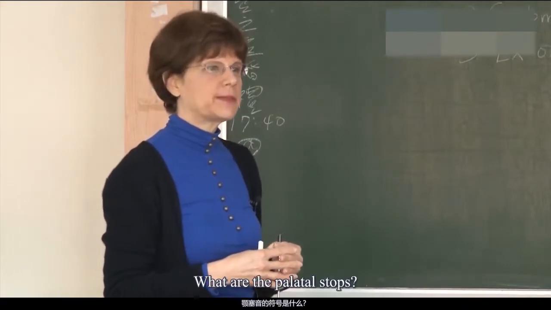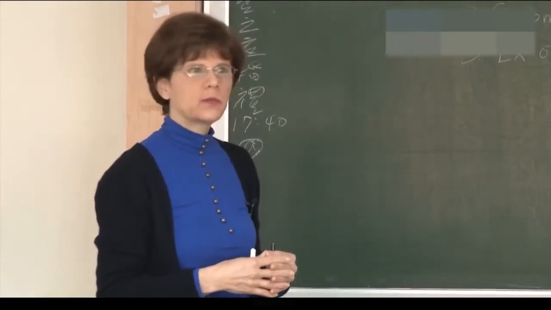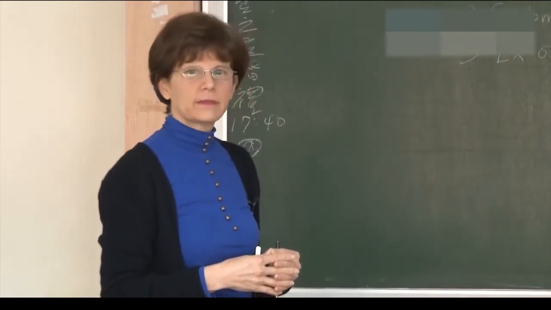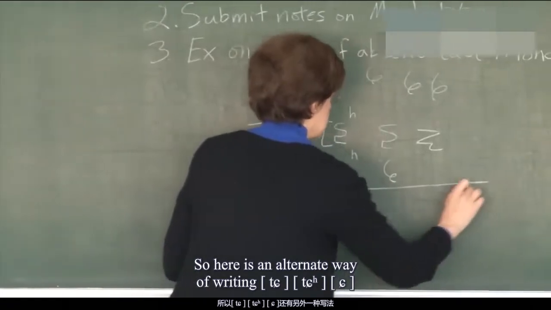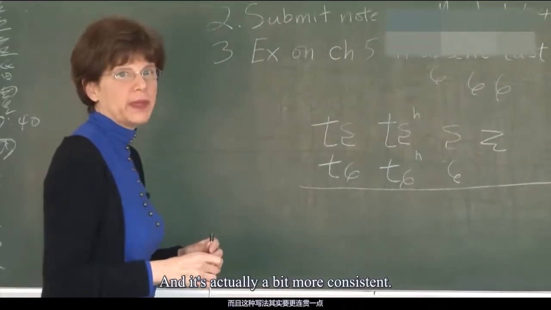What are the palatal stops? There's a voiceless one and a voiced one. What's the voiceless one? It's just the letter C. So here's an alternate way of writing 机器吸, and it's actually a bit more consistent.